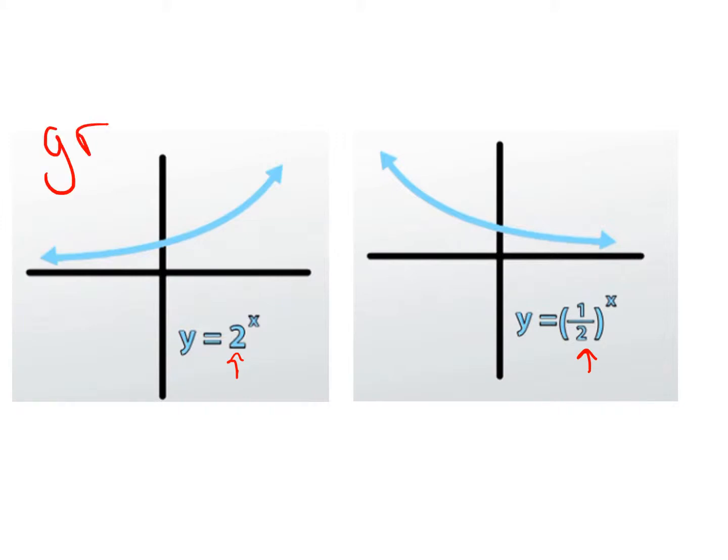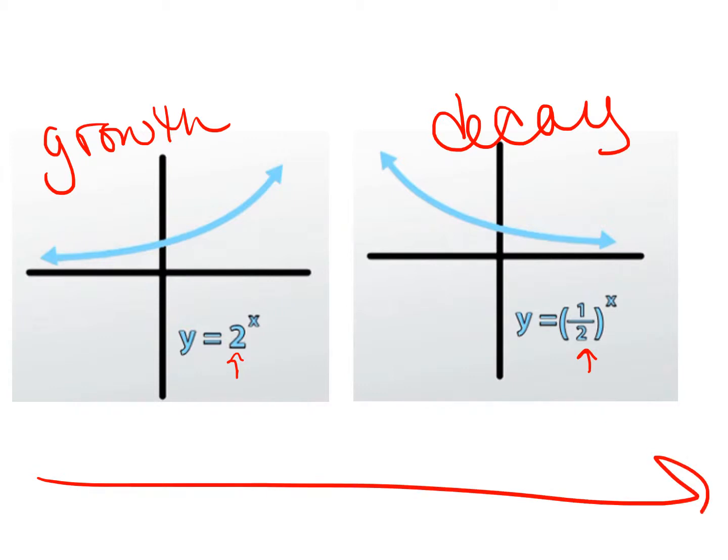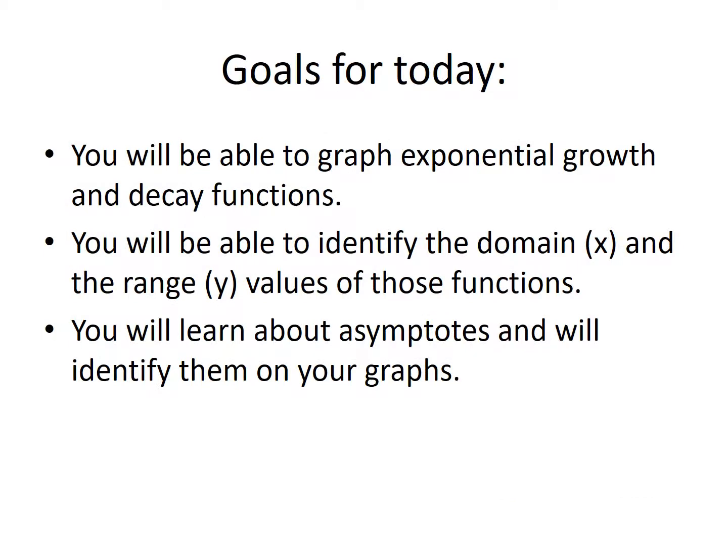So this would be growth, and this would be decay. Because as we read graphs, we read from left to right. So it's growing as we go to the right, and here it's declining as we go to the right. So those are what those graphs will look like.